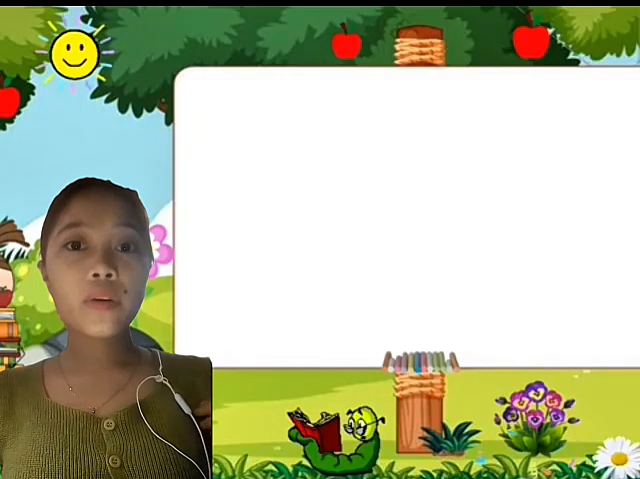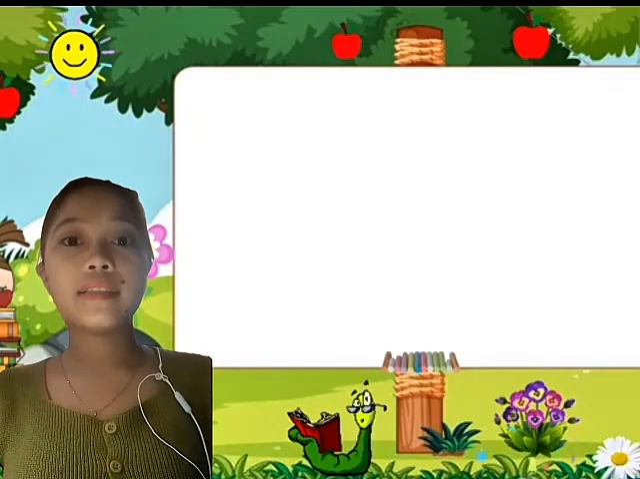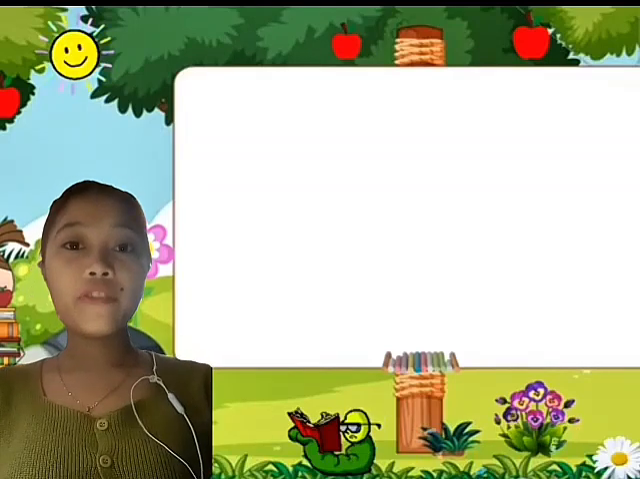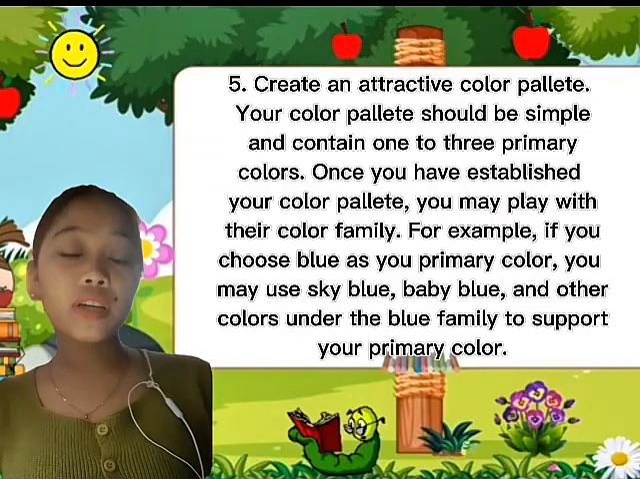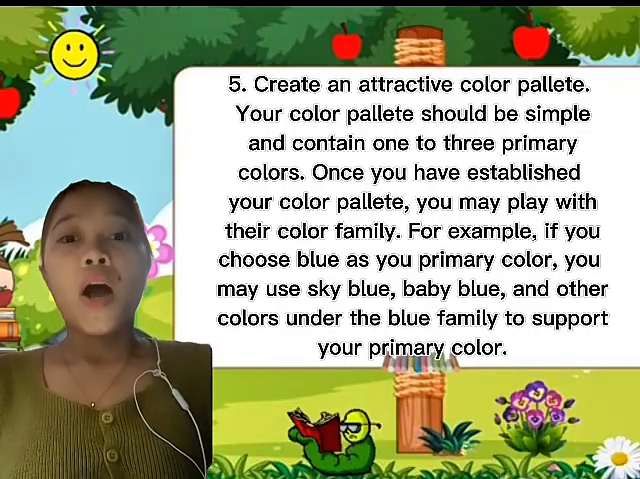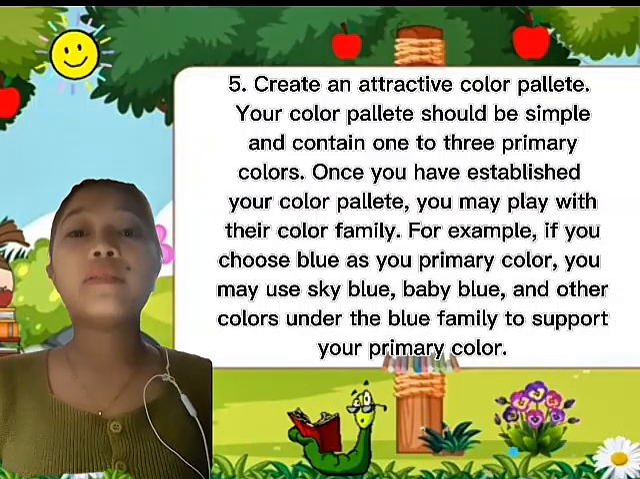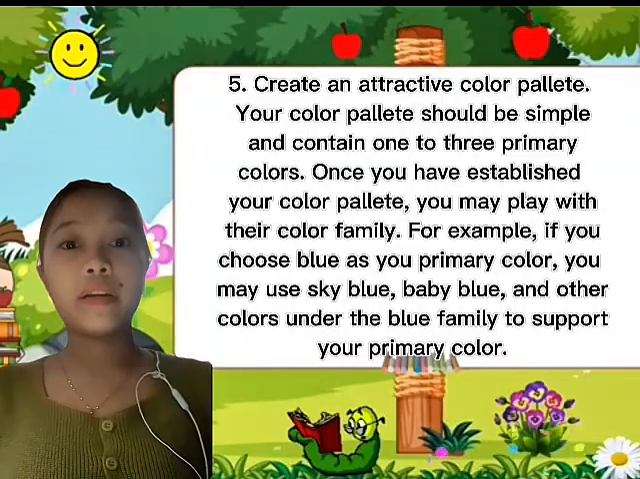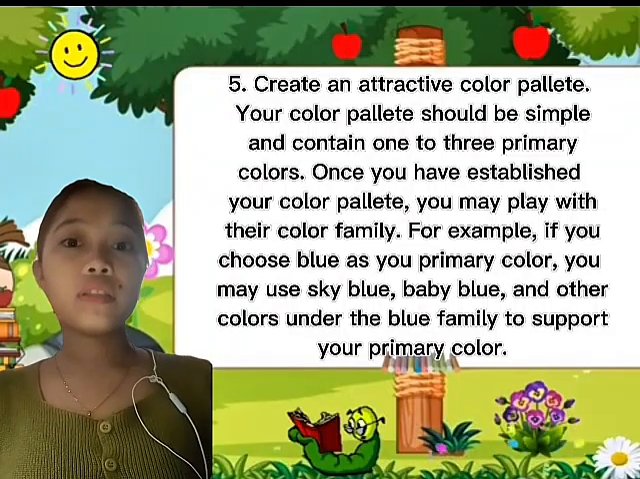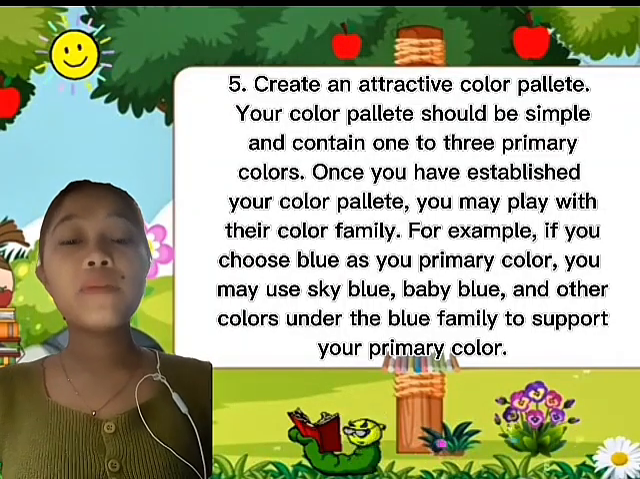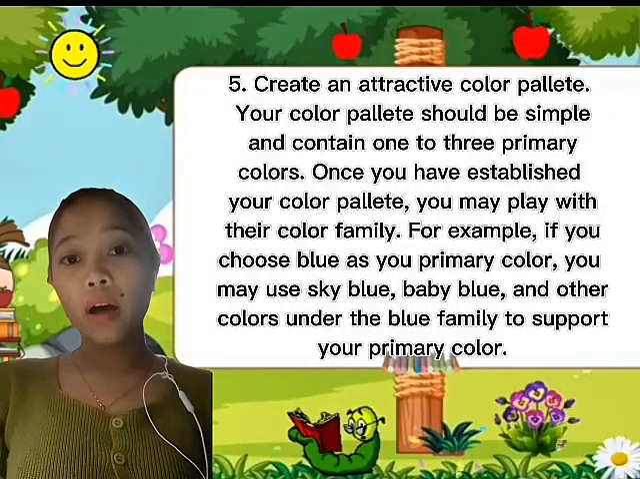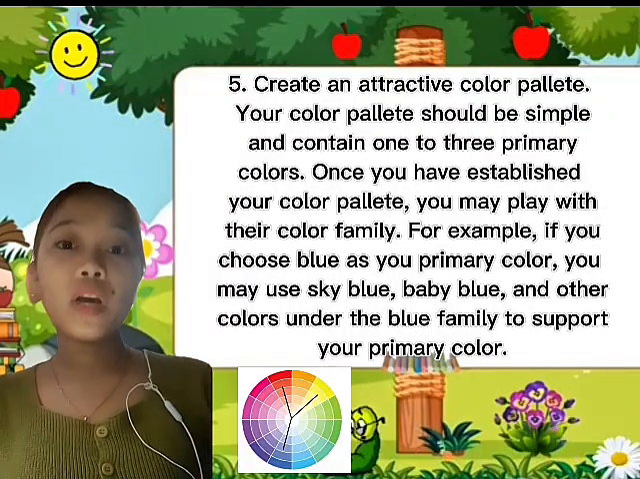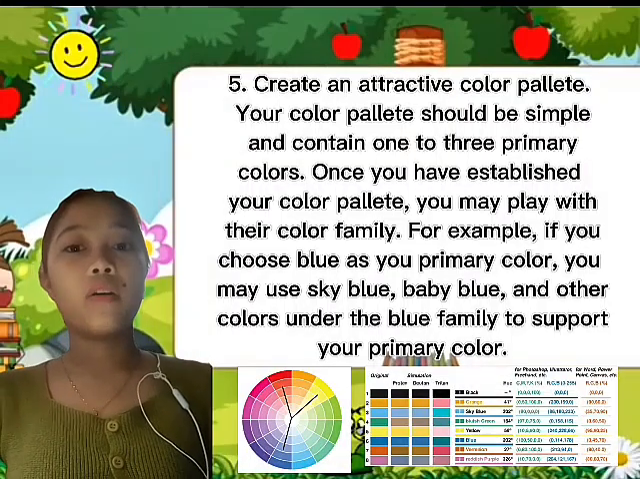I am JME Sutero. I'll continue to discuss the seventh step to create a brand identity design. So number five, create an interactive color palette. Your color palette should be simple and contain one to three primary colors. Once you have established your color palette, you may use sky blue, baby blue, and other colors under the blue family to support your primary color.